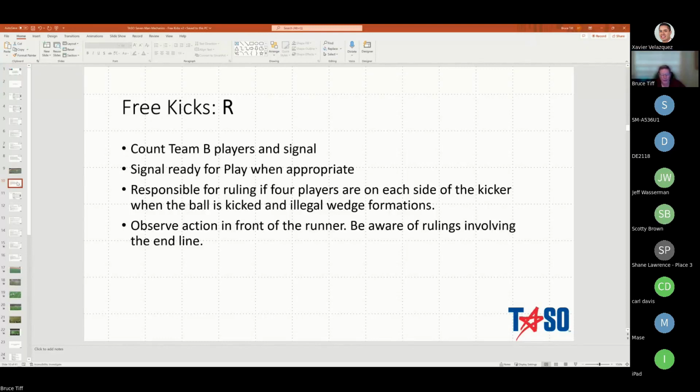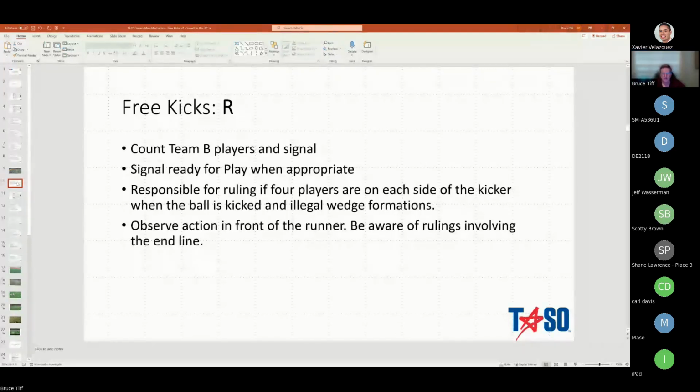Once we have the kick caught and we're starting to return, you want to observe that action in front of the runner. But also, if we have a kick that is kicked deep, we want to make sure that if potentially it's touched in the field of play by Team B and rolls into the end zone, we definitely want to make sure that we're in position to rule on if it goes out of the back of the end zone over that end line. Remember, you have the H and the L on the goal line, so they're covering that. Your primary responsibility, if needed, is to rule on anything close to that end line.